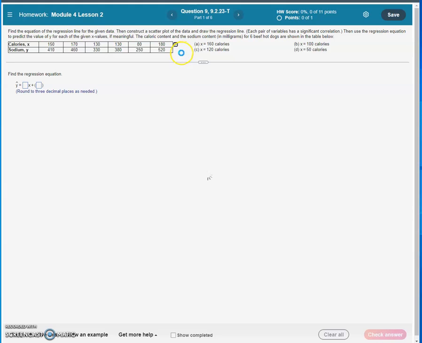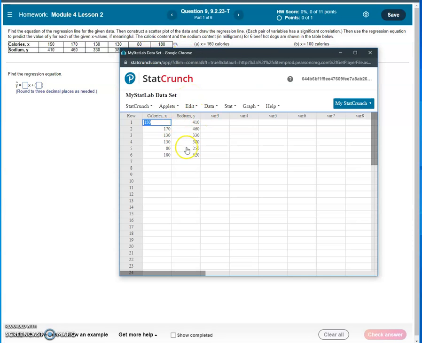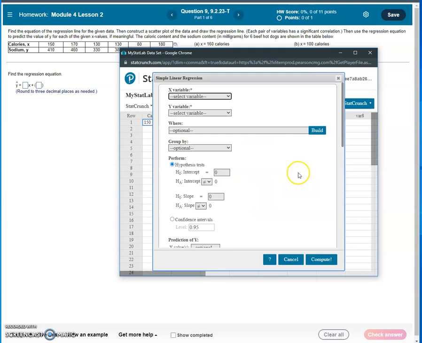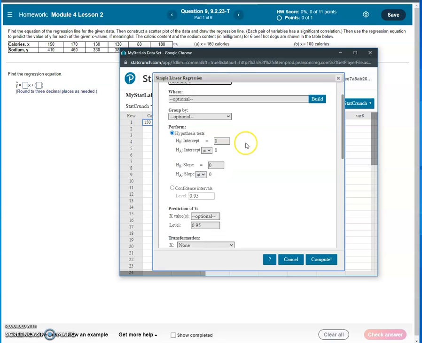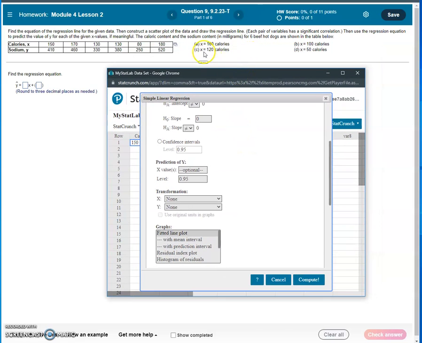So as you know, you open StatCrunch with that little button there. And we're going to take these values and put them in StatCrunch using this regression, simple linear. Okay, the X value is the calories. The Y value is the sodium. And the only thing else you need to do is put in your prediction values. All right, so I'm going to put these in right here.